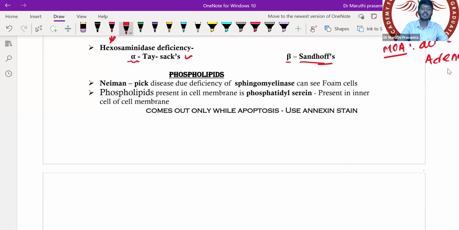Now, phospholipids. Phospholipids are present in your cell membrane. Phospholipids are divided into two types. One is what? Sphingolipids. Can you tell me any other group of phospholipids which are present? Sphingolipid, and one more is there. Come on, quickly recall.